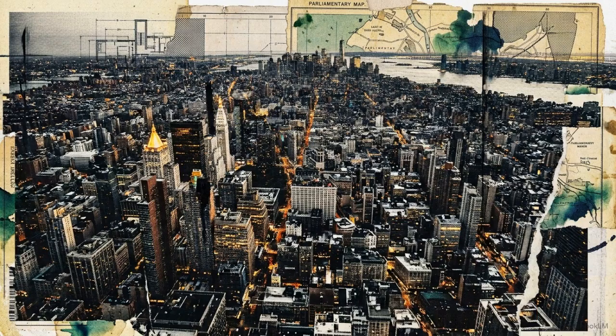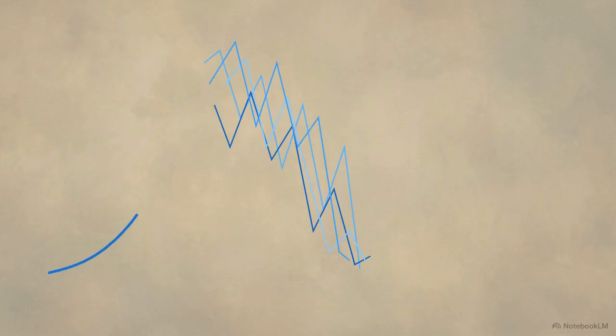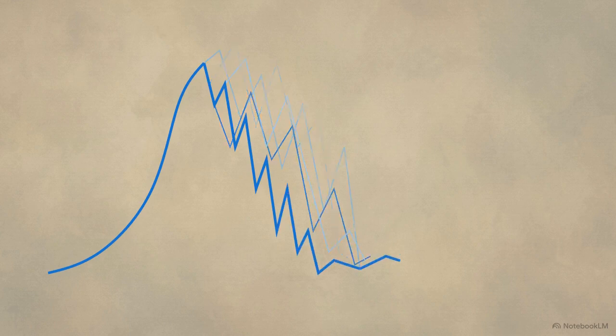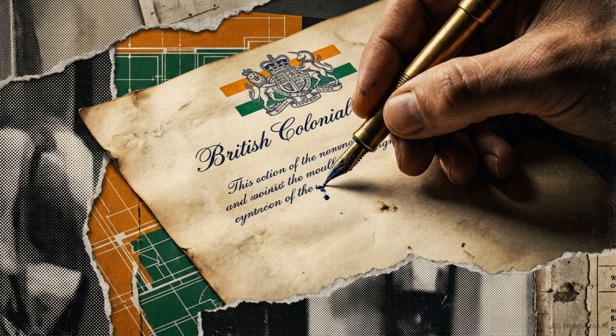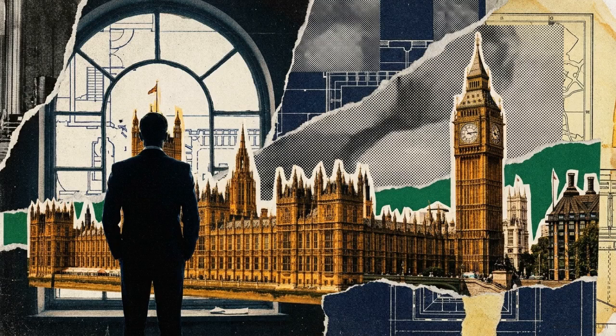To understand how power operates in the world's largest democracy today, we have to look closely at the rise, the fracture, and the current state of what political scientists call the Congress system. In 1885, the party began as a small, polite reform club. Its founders were mostly British-educated elites pushing for minor administrative reforms and a slightly larger voice within the framework of the British Empire.